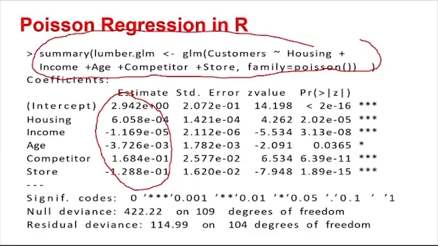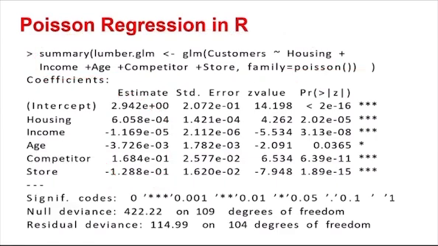If I want to have a meaningful interpretation, I'm going to do the exponentiation. When I do the exponentiation, I'm talking about the odds ratio. But in the case of Poisson regression, we don't talk about log odds, because the link function is log lambda and not log odds. Therefore, all of these estimates are on a logarithmic scale.